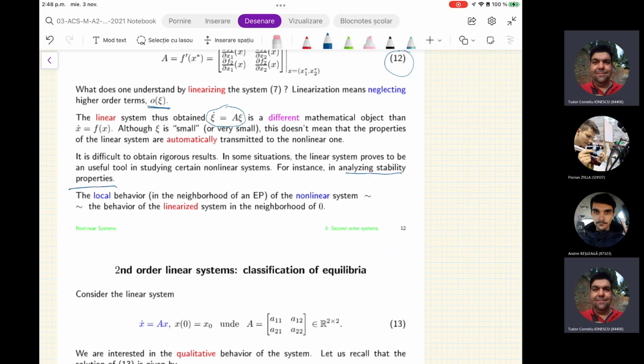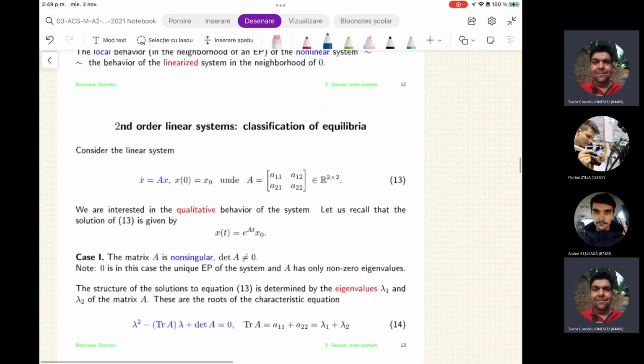So it's difficult to get rigorous results. However, in certain situations, especially when you talk about very, very small variations, the behavior of the linear system around the origin is very important to help us understand the behavior of the nonlinear system around the equilibrium point. And we've got results in this sense, especially for stability. And now we are going to prove that.